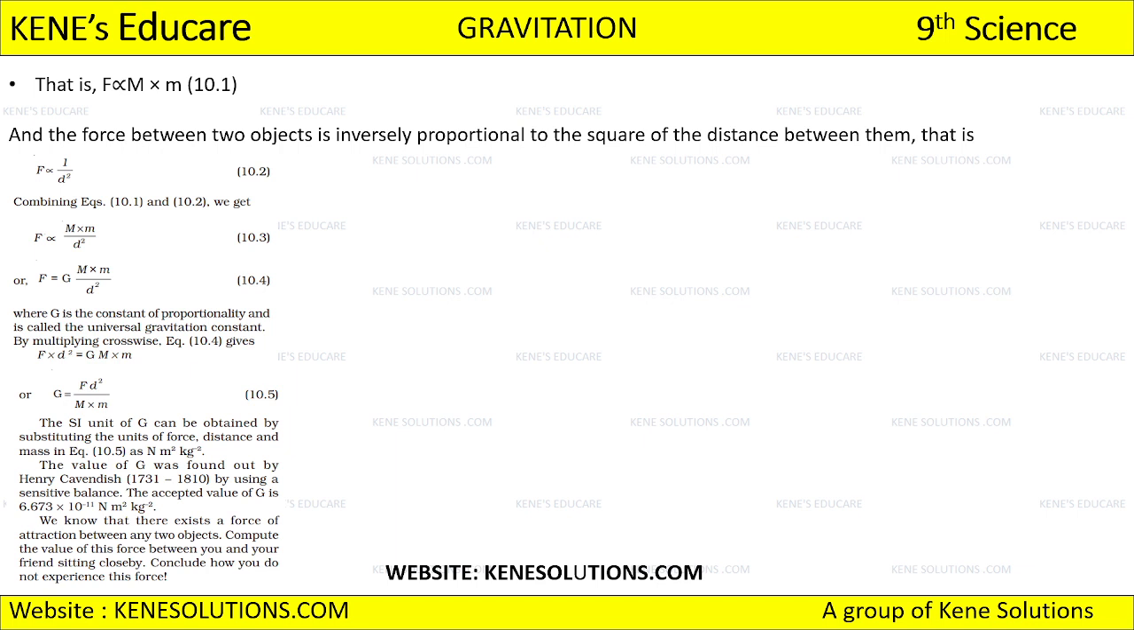So we can represent that as F is directly proportional to 1 upon d square, because d is the distance between the object A and B, right? So we get this as equation 10.2. Now when we combine both the equations, that is F is directly proportional to capital M and small m, and F is again inversely proportional to the square of the distance between them, we get this equation 10.3.